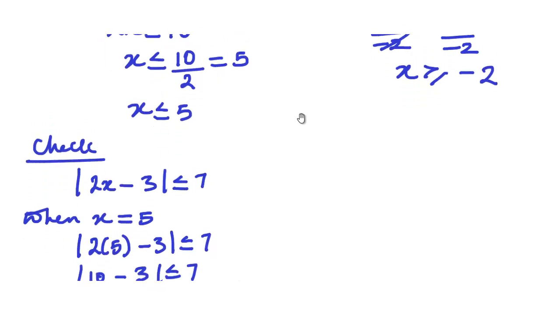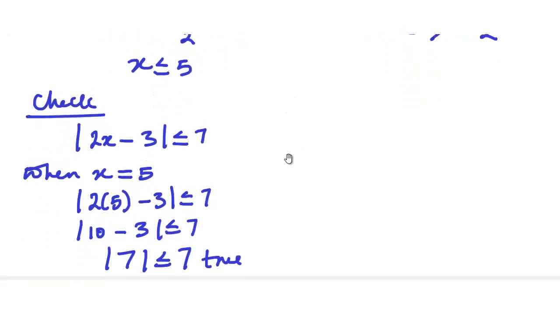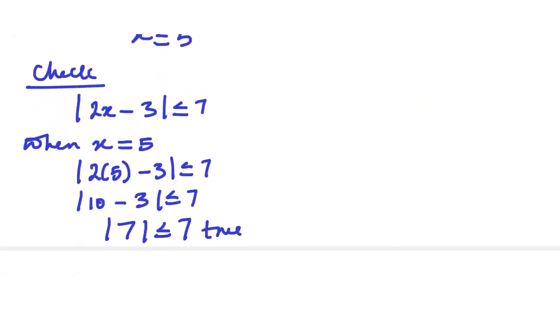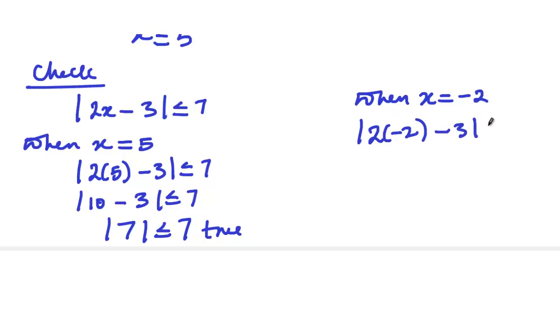Now let's consider the second one, when x is equal to minus 2. So we are going to have the absolute value of 2 into bracket minus 2, minus 3 is less than or equal to 7. 2 times minus 2 is minus 4, minus 3 is less than or equal to 7. So minus 4 minus 3 is minus 7, which is less than or equal to what?